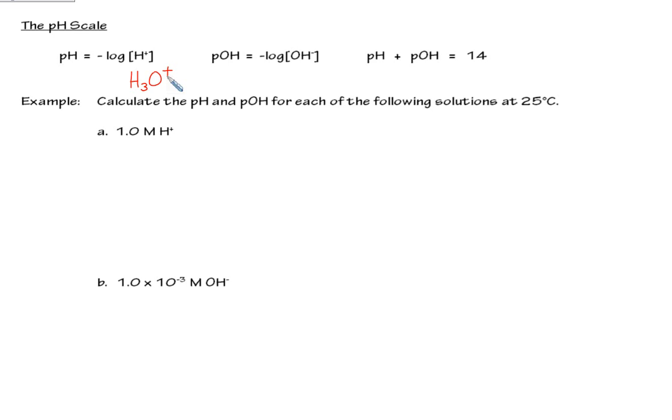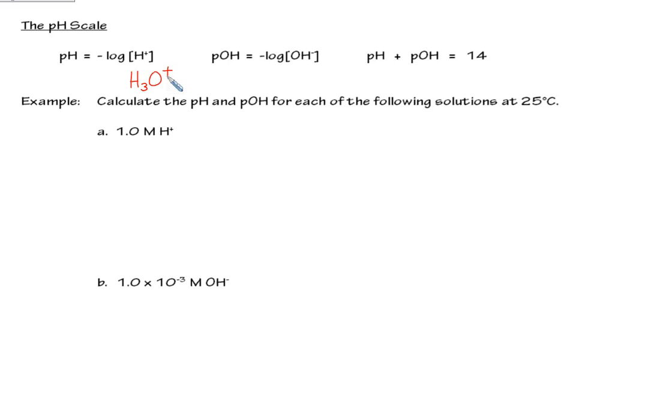I've probably done that in the past. I'm hoping you've done that in the past. There is something called the pOH, which comes in handy. It's the opposite log of the hydroxide concentration. And if you were to add the pH plus the pOH, you should get 14.